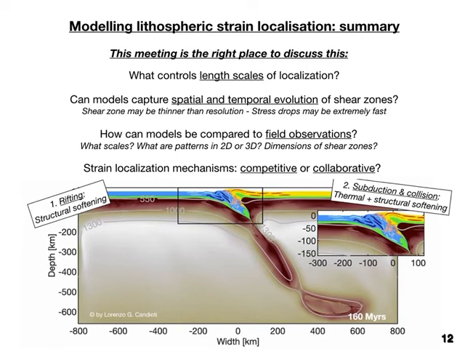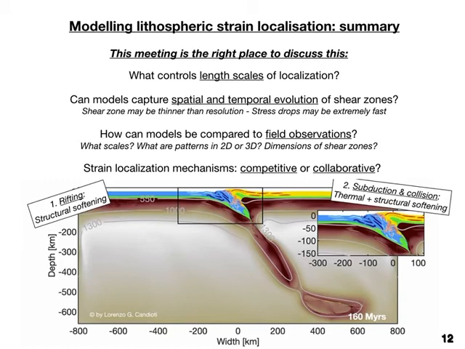So the first point is what controls the length scale of strain localization. For example, we do have models that do not have any internal length scale of localization. We have models that do have one, like shear heating, and models for which the length scale of shear localization is still not really clear, like grain size evolution, for example.